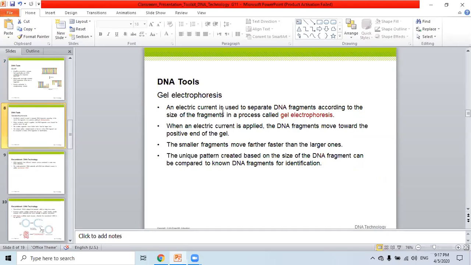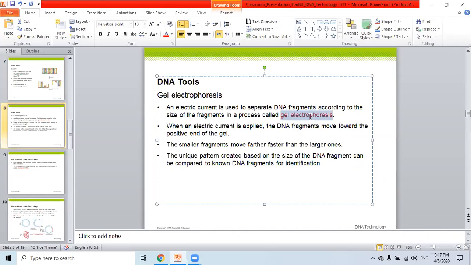An electric current is used to separate DNA fragments according to the size of the fragments in a process called gel electrophoresis. So what is gel electrophoresis, dear students? Can you please repeat this, Abdullah Al-Eid? Gel electrophoresis is an electric current used to separate DNA fragments according to the size of fragments. Wonderful, wonderful. I think it's clear for you all now.